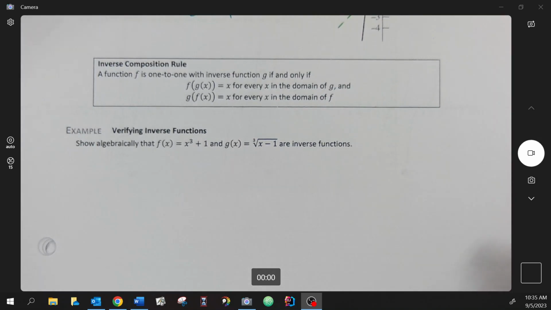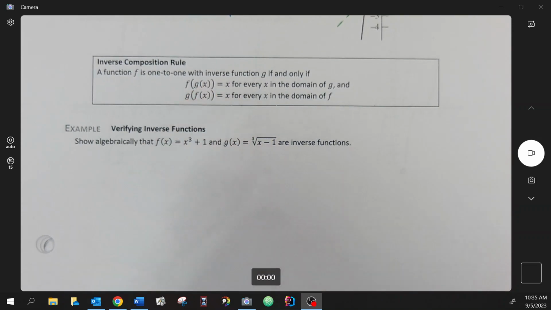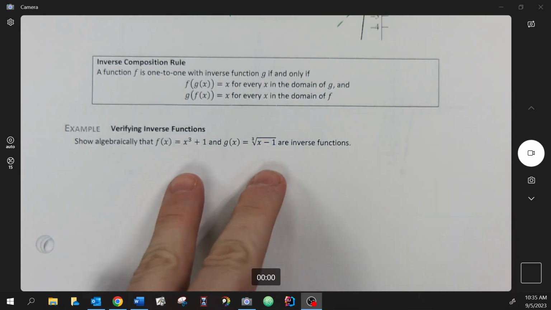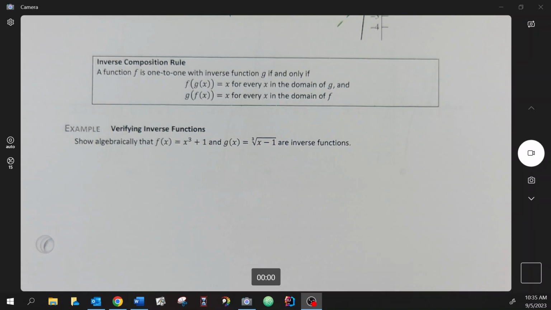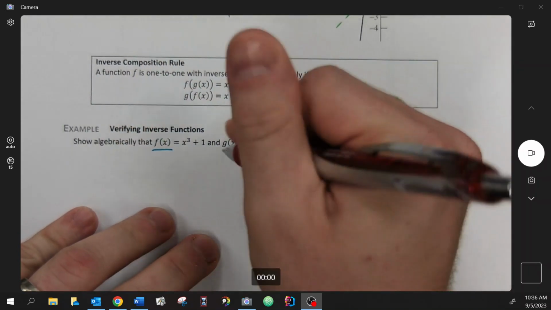We use this composition rule to verify that two functions are true inverses of one another. And I have to use the word true inverses of one another because there are times when the composition in one direction works and the composition in the other direction does not work. So we've been tasked with showing algebraically that these two things are inverse functions. That means we have to compose them in both directions. And both directions have better equal x at the end. I'll do f of x in blue. I'll do g of x in red.